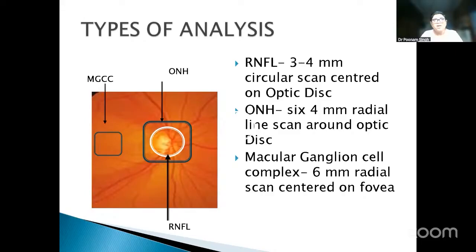Then we come to the macular ganglion cell complex, which we most of the time miss out, but we all know that ganglion cells are maximum in the macular area. The thickness is almost 3 to 4 layers thick compared to other areas of the retina. So this scan is also very much important.